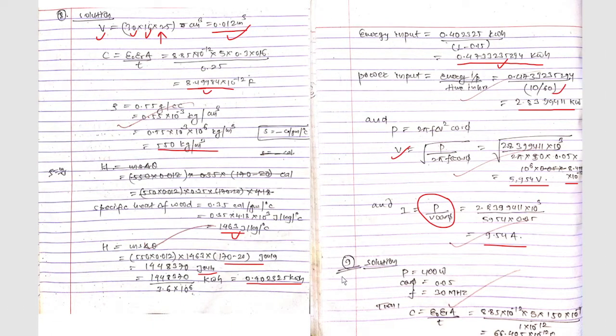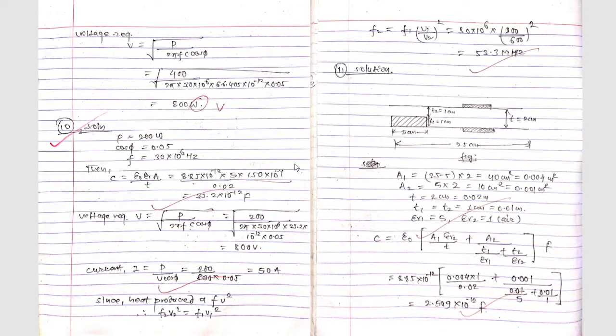So this question is quite simple. Here we have been given the value of P, cos phi means power factor, and similarly frequency is given, and just use this formula to calculate the value of C, which is C equal to epsilon naught into epsilon R into A upon T. Just substitute all the values to get the value of capacitance, and in order to calculate the voltage we have V equal to root under P upon 2 pi f c cos phi. Again substitute all the values, and we will get the value as 800 volt.